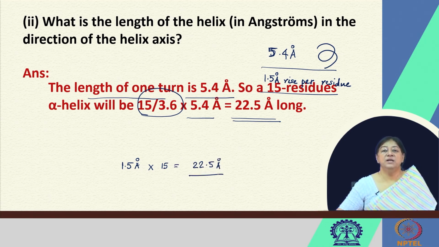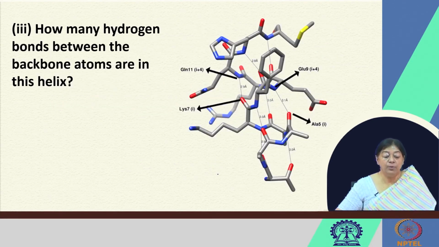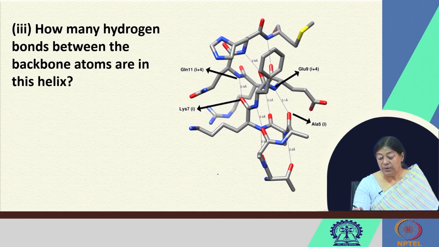22.5 angstroms is the length of this particular helix. Our next question is how many hydrogen bonds are there between the backbone atoms in the helix? Now, we know that when we are looking at the hydrogen bonds, in this example that has been shown here, we have a specific direction. This is the direction of the helix. So, if this is the direction of the helix, it is going in an upward direction.